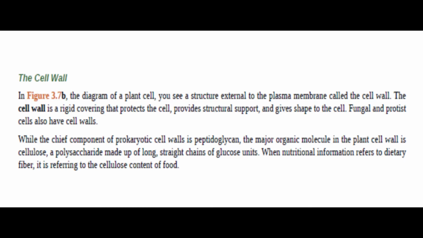While the chief component of prokaryotic cell walls is peptidoglycan, the major organic molecule in the plant cell wall is cellulose, a polysaccharide made up of long, straight chains of glucose units. When nutritional information refers to dietary fiber, it is referring to the cellulose content of food.